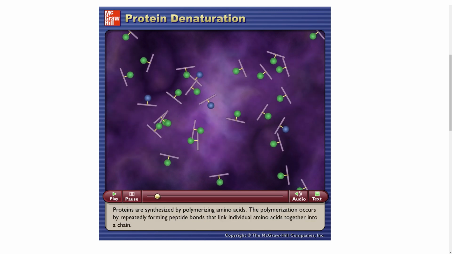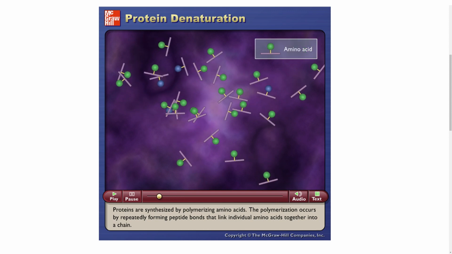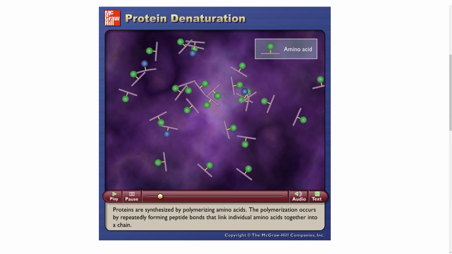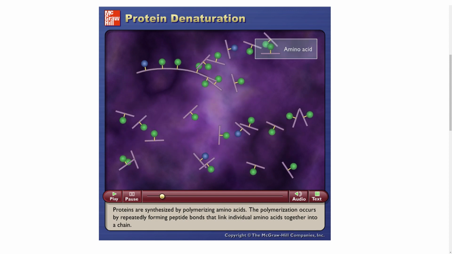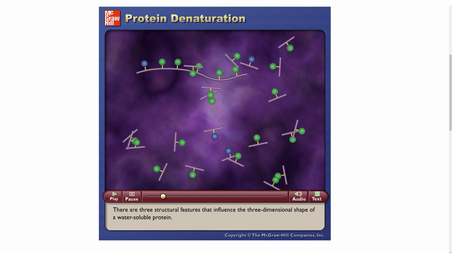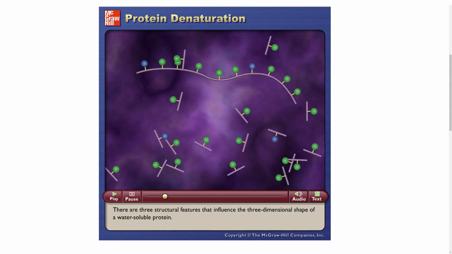Proteins are synthesized by polymerizing amino acids. The polymerization occurs by repeatedly forming peptide bonds that link individual amino acids together into a chain. There are three structural features that influence the three-dimensional shape of a water-soluble protein.